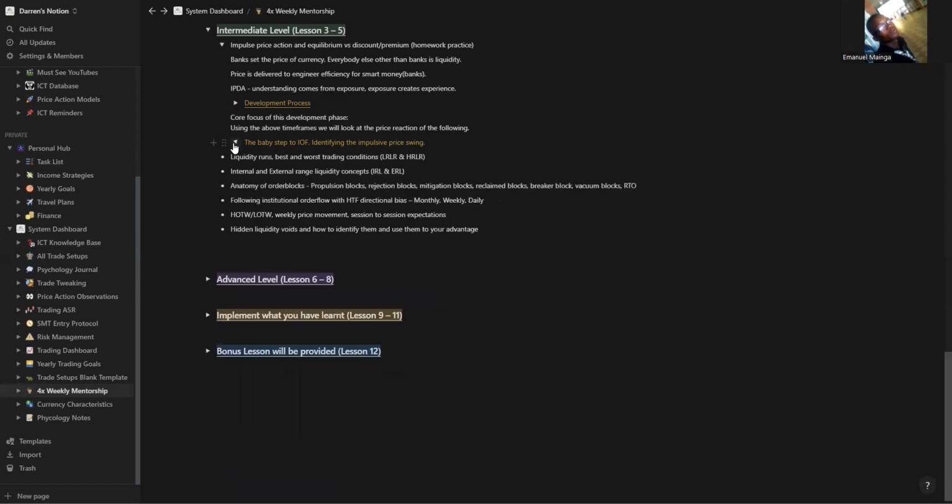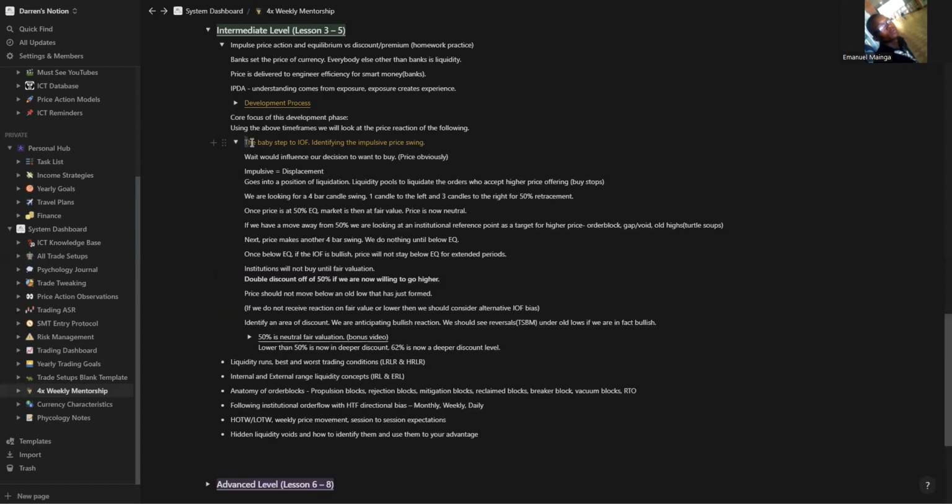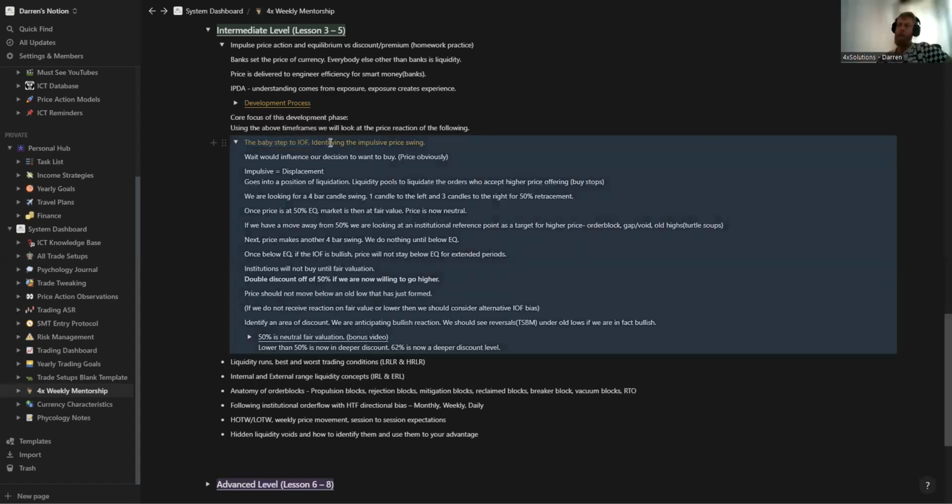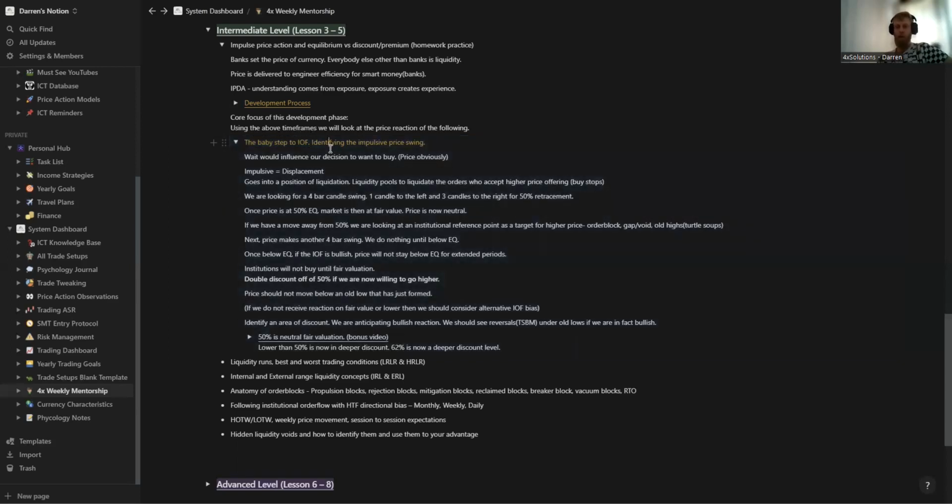So what we need to do over here is understand what the baby steps are to identifying institutional order flow. That's what IOF stands for, institutional order flow. Okay, most of us know what that is. But like I said, with the impulsive price swing or price move, that's where we are starting this reference point. So where is this IOF coming from? How do we start to learn about it?